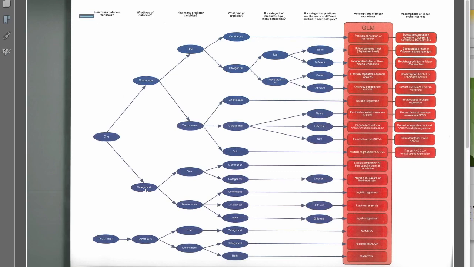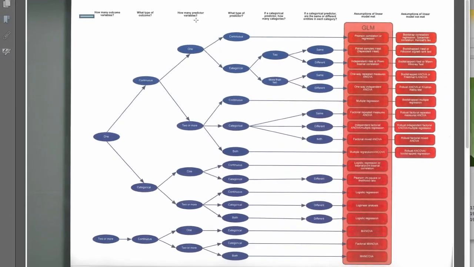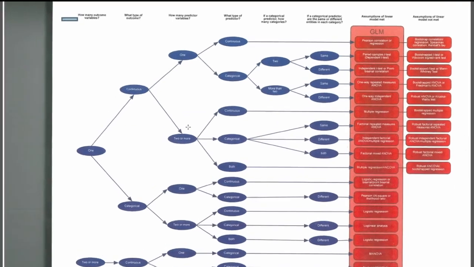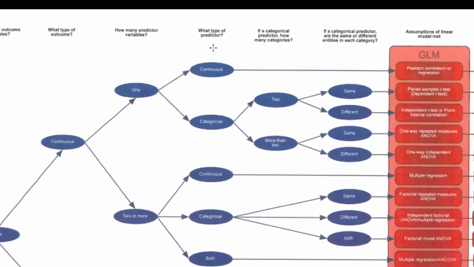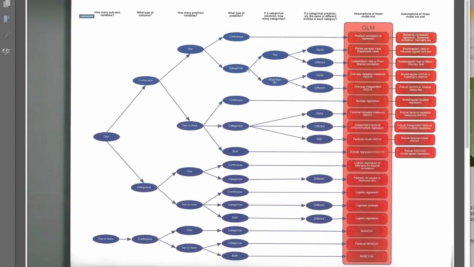The next question is how many independent variables, predictor variables, there are. There can be one or two or more. And again, you have to specify the type of variable. Again, that's either continuous or categorical. But there is a third possibility here, namely that if there are two or more independent variables, there is a mix of, for example, one continuous and one categorical variable. And in that case, there are both continuous and categorical independent variables.